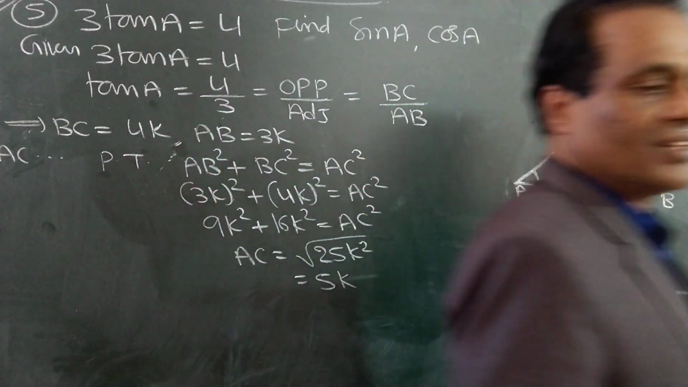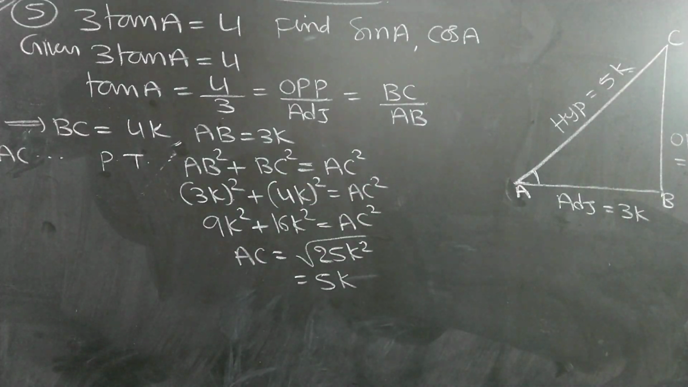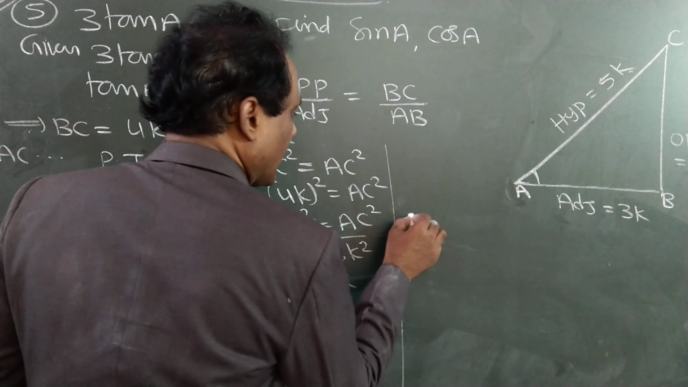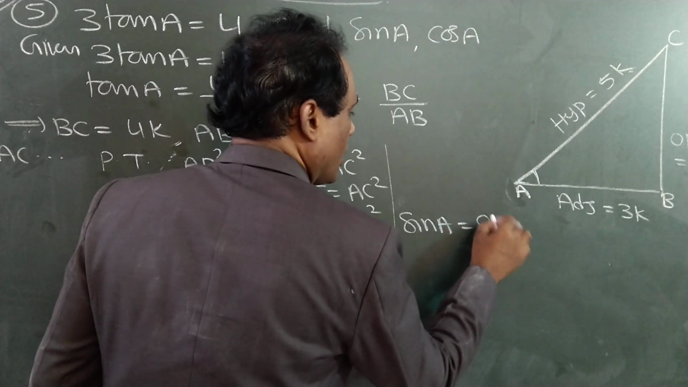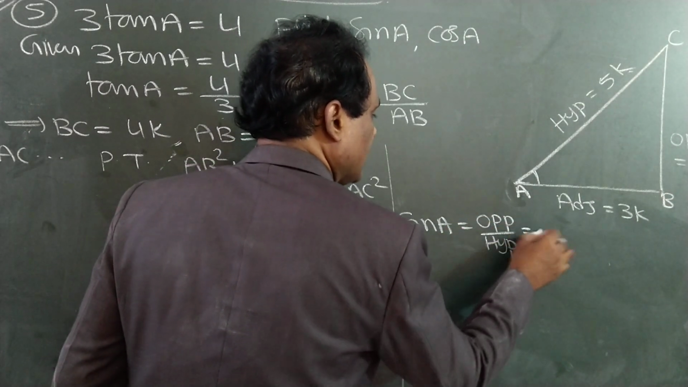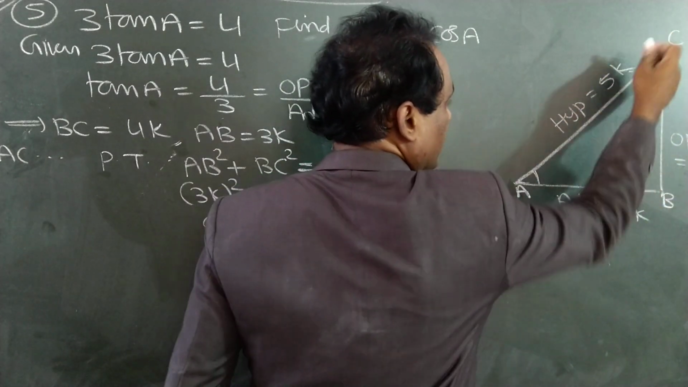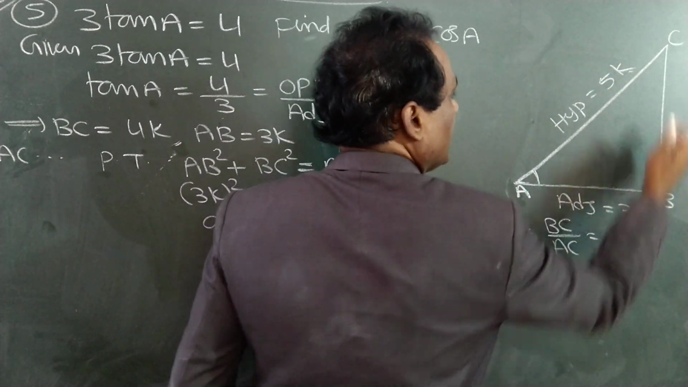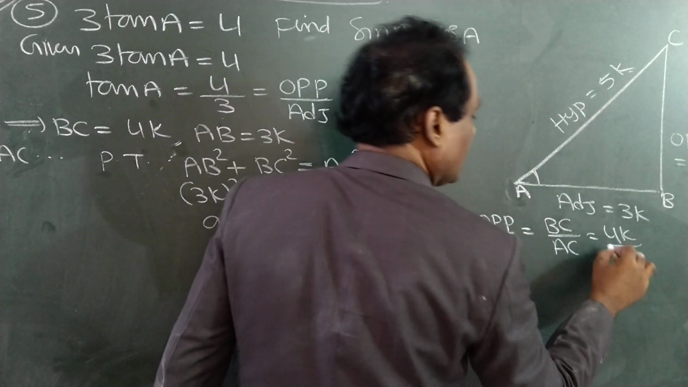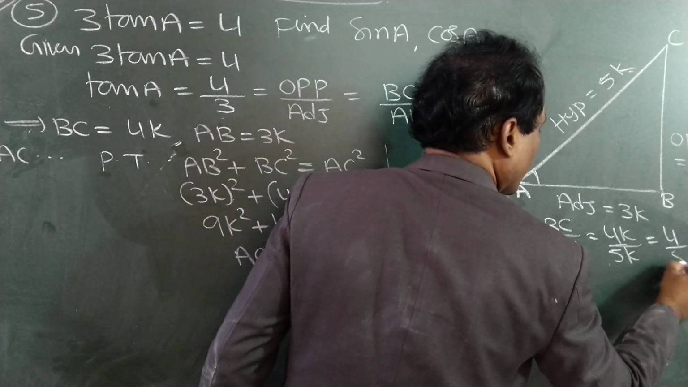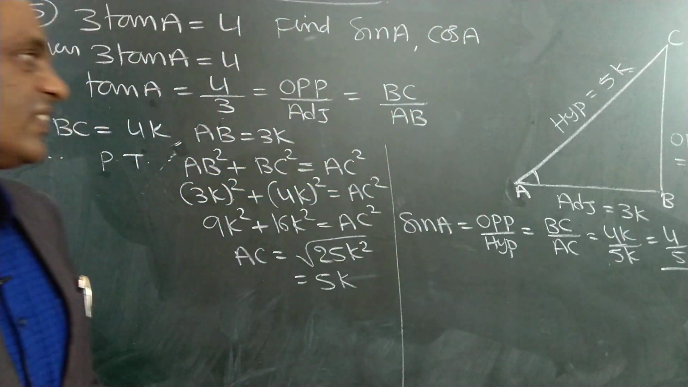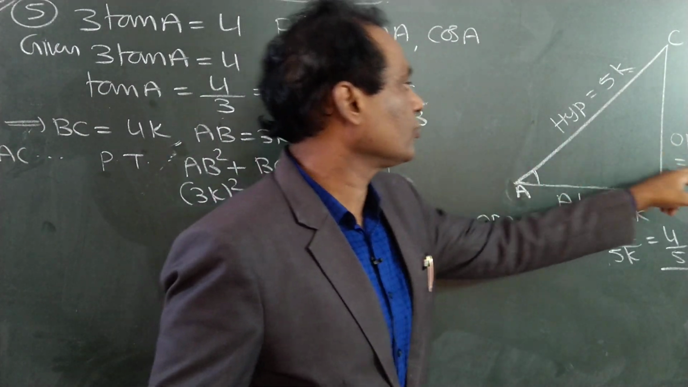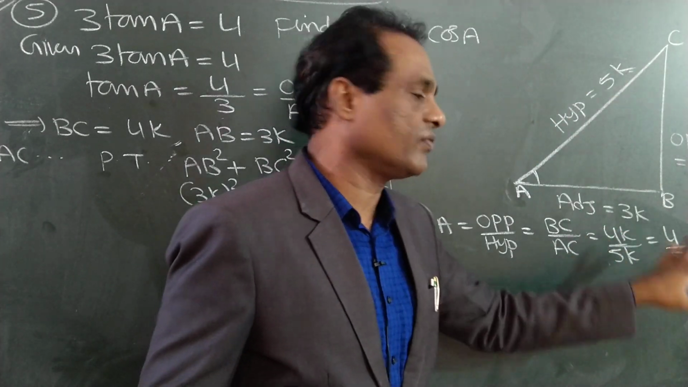Now sin A. Write the definition of sin A. Sin is opposite by hypotenuse. What is opposite? BC, by hypotenuse AC. BC is 4K, AC is 5K. K, K cancel, 4 by 5 answer. Sin definition, opposite by hypotenuse, 4K by 5K. K, K cancel, 4 by 5.